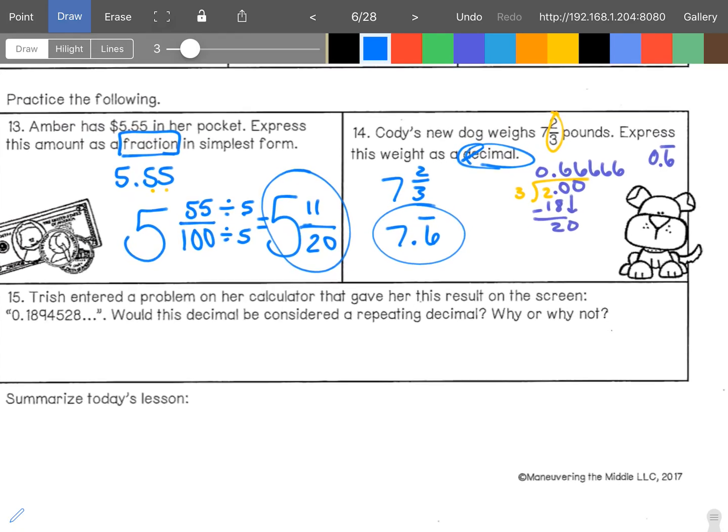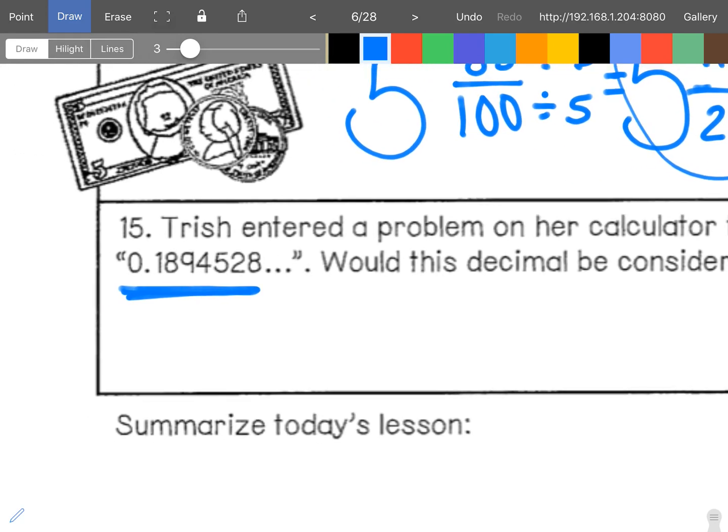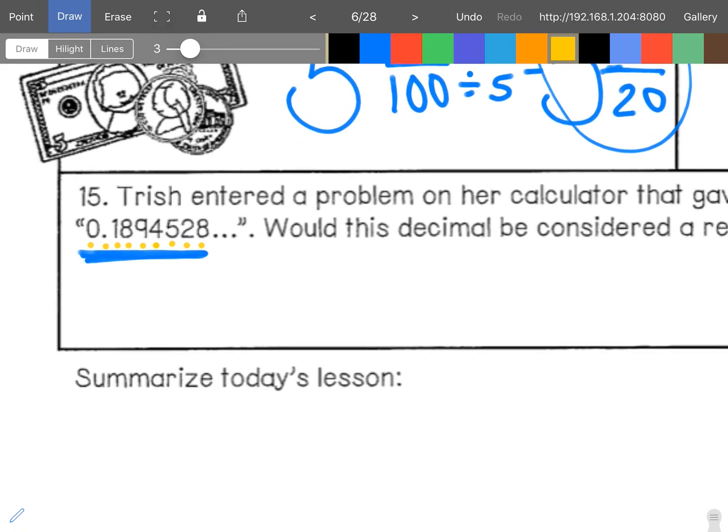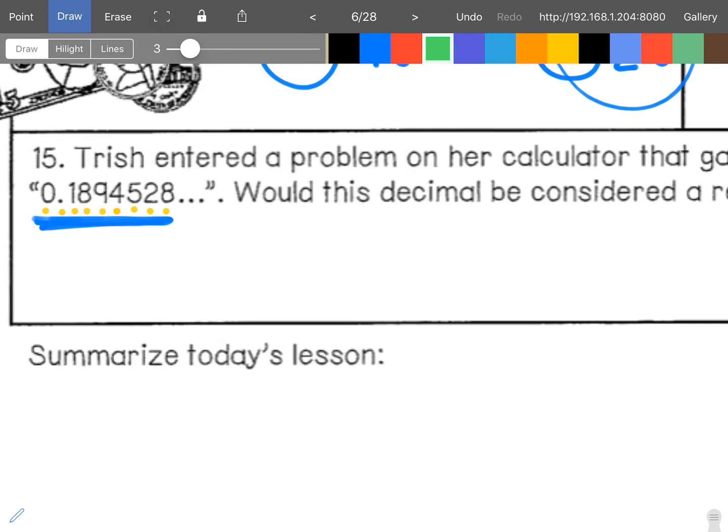All right, Trish entered a problem on her calculator that gave her this result on the screen. So we're on number 15, and this is the result she gets. Would this decimal be considered a repeating decimal? Why or why not? Well, let's look at the numbers that we have here, okay? We've got 0 point, and then we have 1, 8, 9, 4, 5, 2, 8. I don't see any pattern here of repeating, okay? So we're going to say, it says, would this be considered a repeating decimal? We know it's not ending because it keeps going, but it's also not repeating. So no.